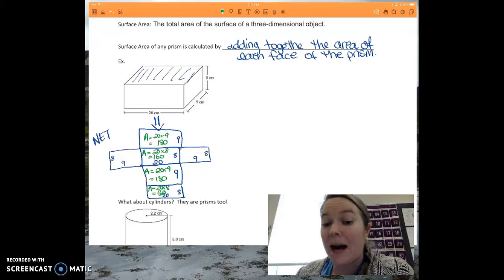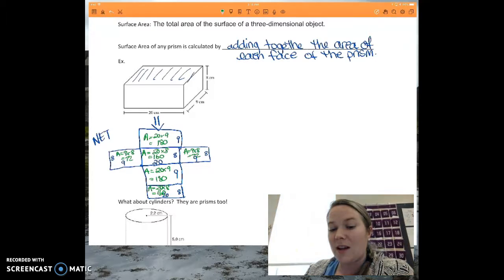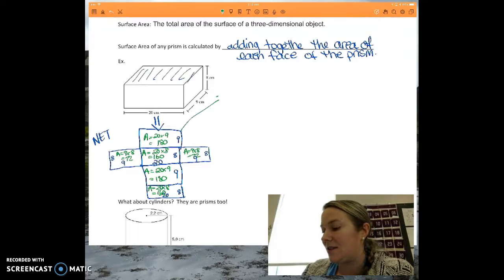I hope you're seeing a pattern here, guys. The area of this face is 9 times 8, which we know is 72. The area of this one is 9 times 8, which is 72. Then I'm just going to add all of them together. But let's take this and look at the formula that we're going to get.